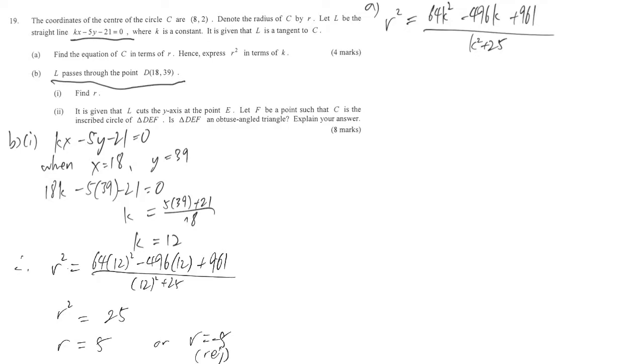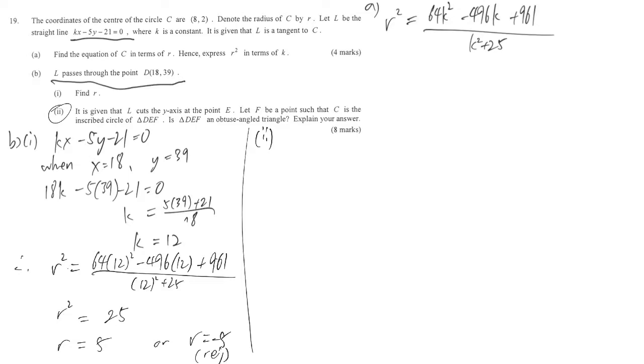So r is equal to 5. We finished B1 already, and then B2. This is the most difficult question, or pass in this question. It's even difficult to understand what it's asking.